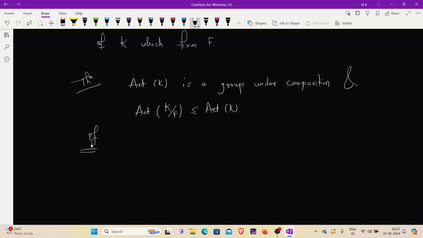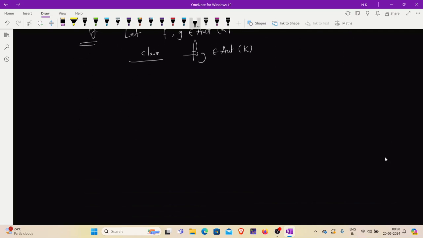So first of all, I need to go through the closure property, right? So let us take two automorphisms, say f, g belongs to Aut of K. My claim is that f composite g is again an automorphism of K. Then only the set will be closed under composition. So for that, I need to verify that f composite g is a one-one onto ring homomorphism. So let's do it one by one. First of all, I will verify that f composite g is one-one, keeping in mind that f and g are already automorphisms of K.